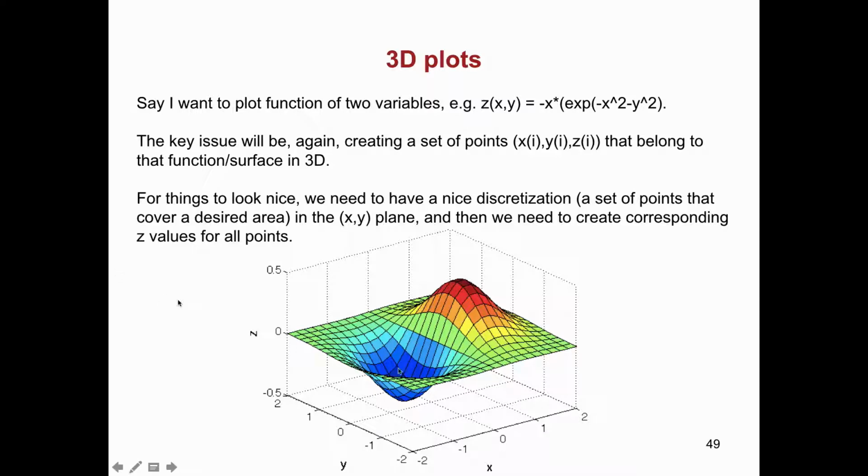And in y space as well, -2, -1, 0, 1, and 2, so those are only 5 values of y. I still have to cross them together and make all of the combinations of x and y's for those two sets. So that's my first step. And the second step is then computing z's that correspond to that. And in this case, it's -x times exponential of -x squared minus y squared.